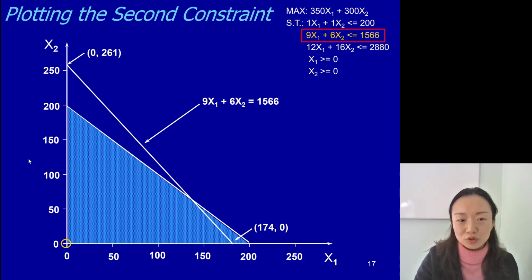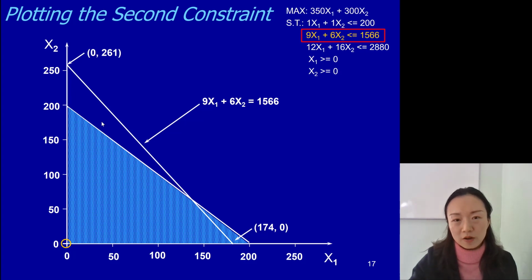So what does that mean? You would shade under this line here, so that 0 is one of the points in the area you shade. Okay, but if, when you put the 0 in your constraint, it does not satisfy the constraint, then that means you should not shade the area under that includes the 0 point. You should shade the area above it.